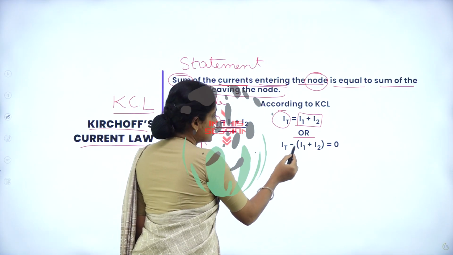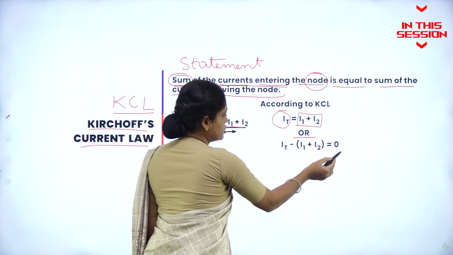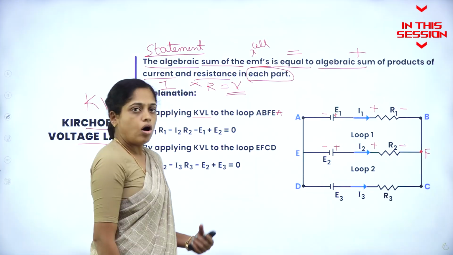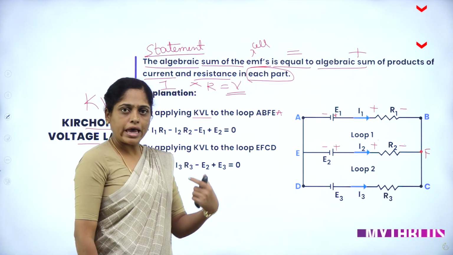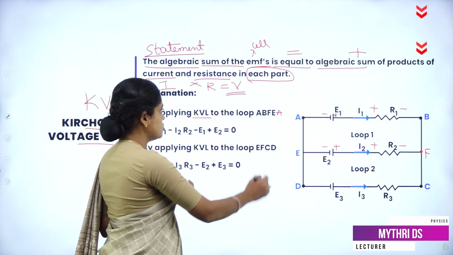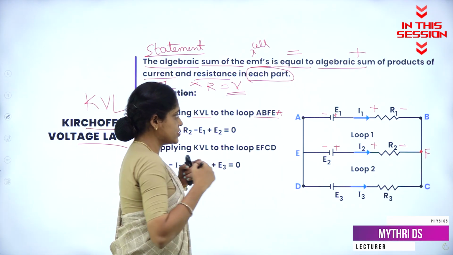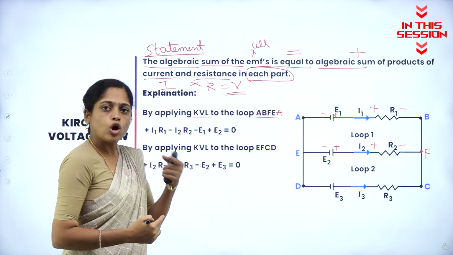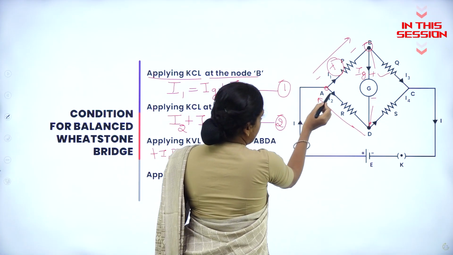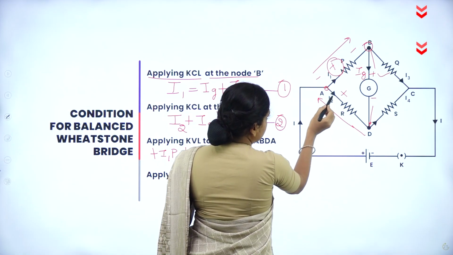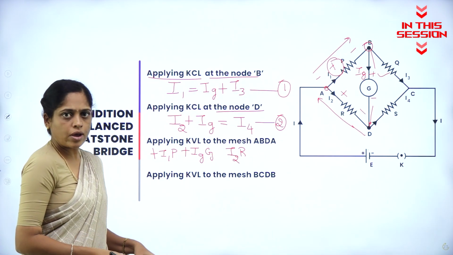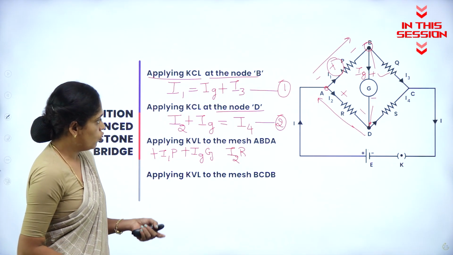IT minus of I1 plus I2, which is equal to 0 according to KCL. According to naming of the loop, we have to apply the KVL. So here the loop is starting from point A, ends at A, as it is a closed path. Current entering side is positive, leaving side is negative because current flows from higher potential to lower potential.